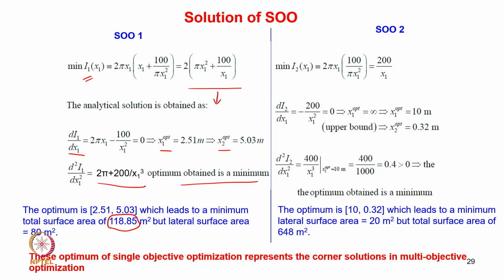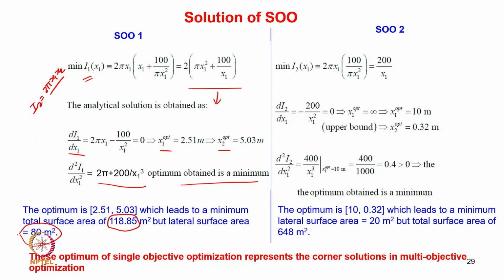118.85. Whereas if I put the same optimum solution in the lateral surface area, defined as 2 pi x1 x2, isn't it? If I put x1 and x2 in this, I can calculate the lateral surface area equal to 18 meter square.